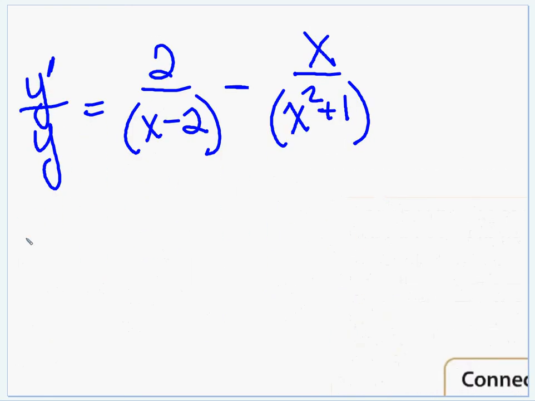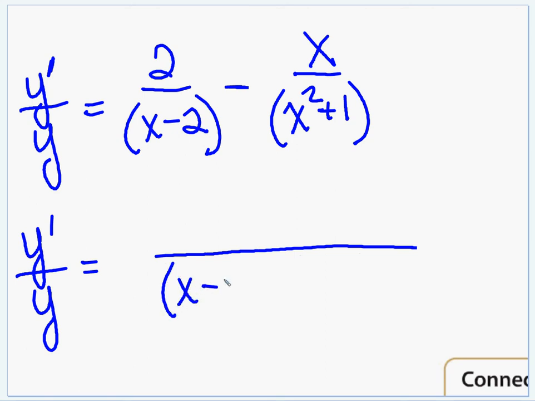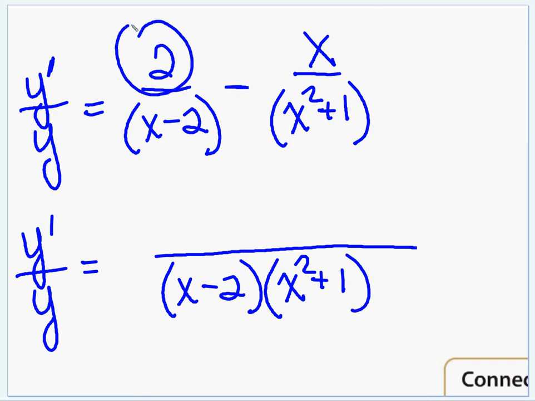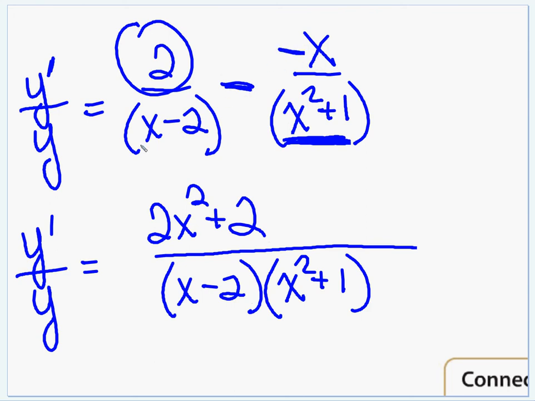Okay, now let's get this to be one fraction. Y prime over y equals, let's see, common denominator, x minus 2 over x squared plus 1. This 2, let's distribute it right now. So we're going to distribute that 2 across this. So that's going to be a 2x squared plus 2. And then here is a negative x that we're going to distribute across the other denominator. So that's going to be a negative x squared minus 2x, or excuse me, plus 2x. Yeah, because we distribute that negative to this negative, that becomes a plus.